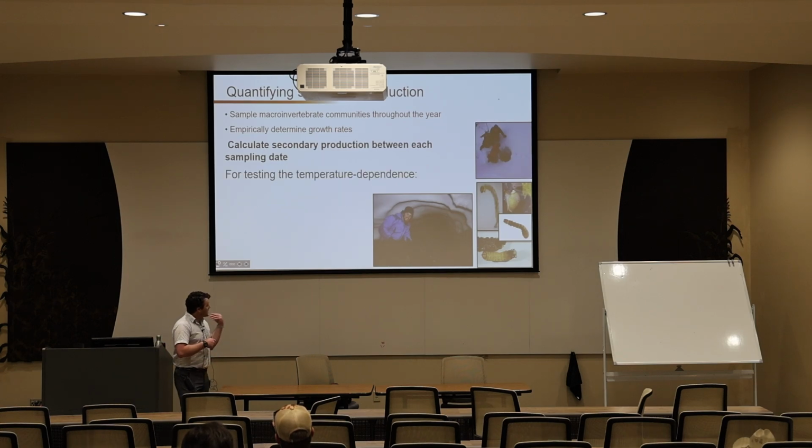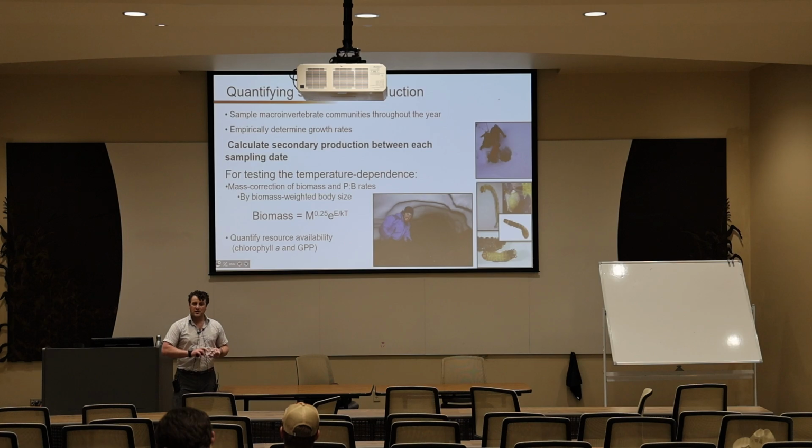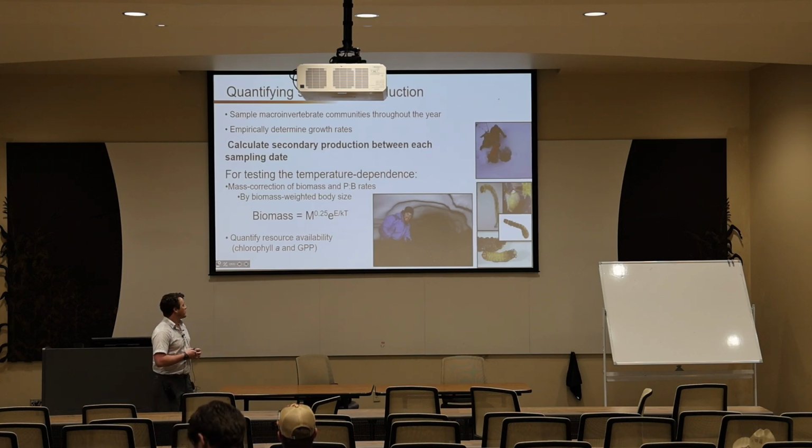All right, and so to test the temperature dependence of secondary production, we had to correct for the mass dependence of biomass and turnover rates. We did this by using the mean community biomass and then essentially dividing by this scaling exponent of 0.25. And then we quantified our resource availability through chlorophyll a concentrations as well as gross primary production estimates, so how much primary production occurs through time.